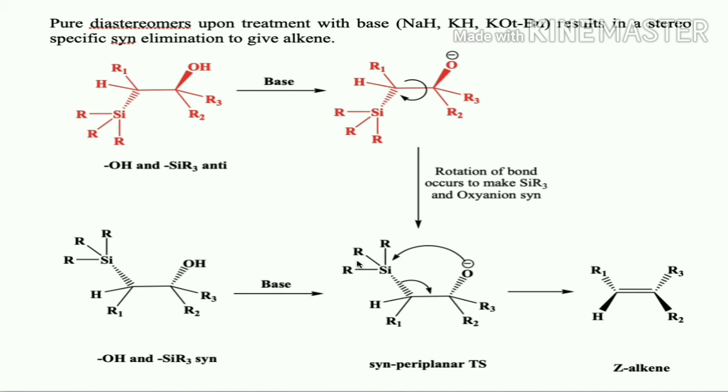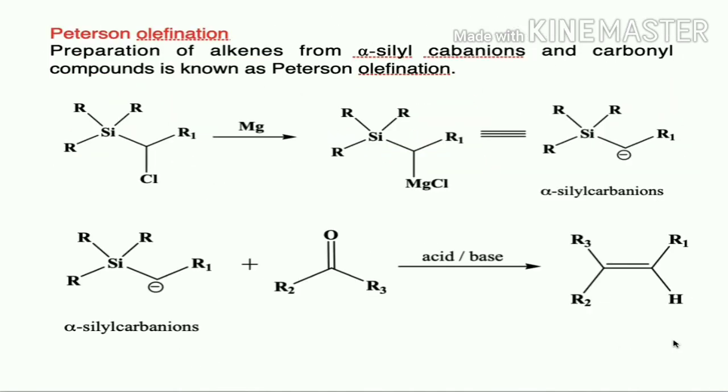So here the diastereomers, upon treatment with base, whether it is anti or syn, you are going to end up with Z-alkene only. So this is a very important thing, you need to keep it in mind regarding the Peterson olefination reaction. Once again I will repeat, Peterson olefination is a reaction where you prepare alkenes from alpha silyl carbanions and carbonyl compounds. So alpha silyl carbanion, upon treatment with carbonyl compound in the presence of acid or base, you are going to get alkene.